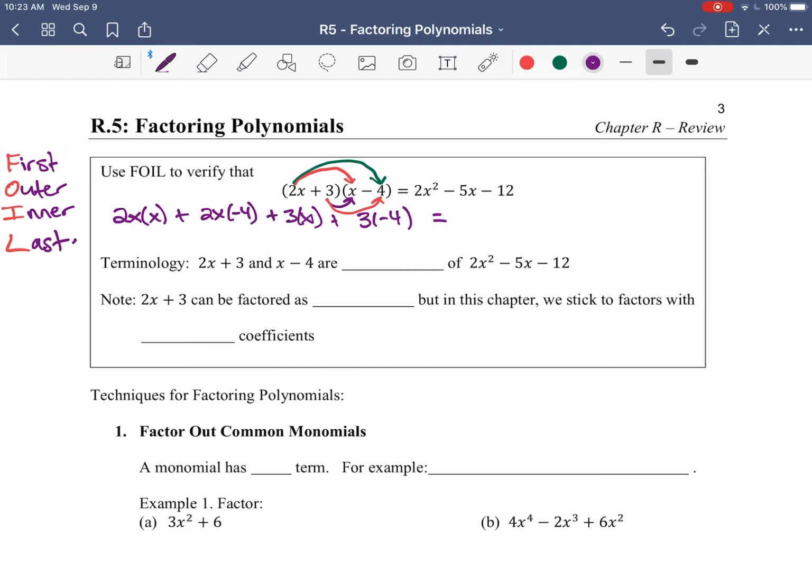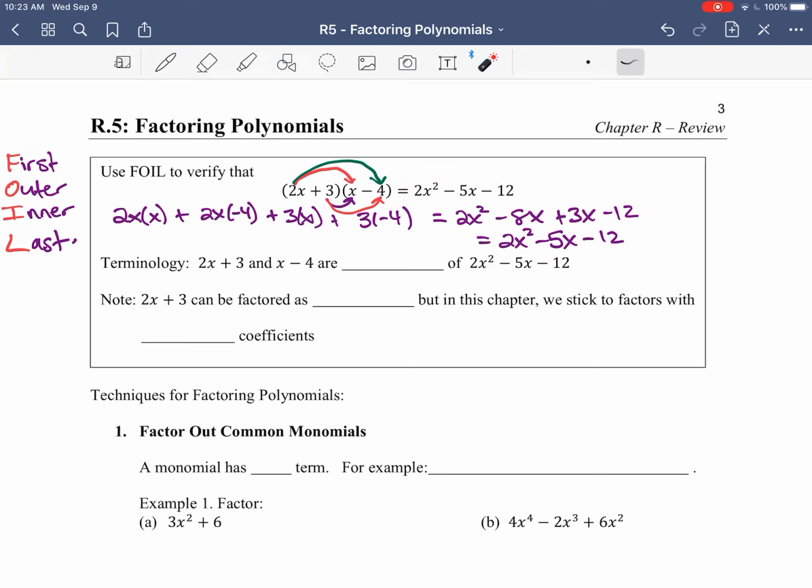a negative 4. So if we just simplify that, 2x times x is 2x squared. 2x times negative 4 is negative 8x. 3 times x is just 3x. And 3 times negative 4 is negative 12. Now we have some like terms here. If I put those like terms together, I get 2x squared, negative 8x plus 3x is going to be negative 5x, and then minus 12. And we can see that our simplified version matches what it was supposed to.